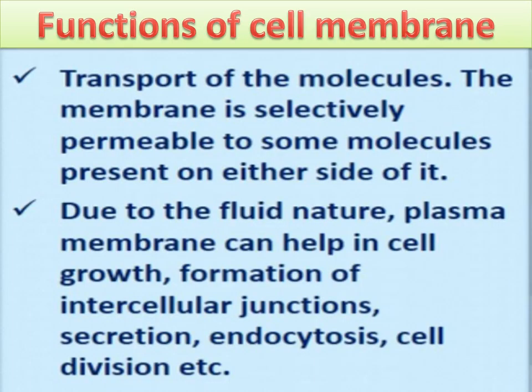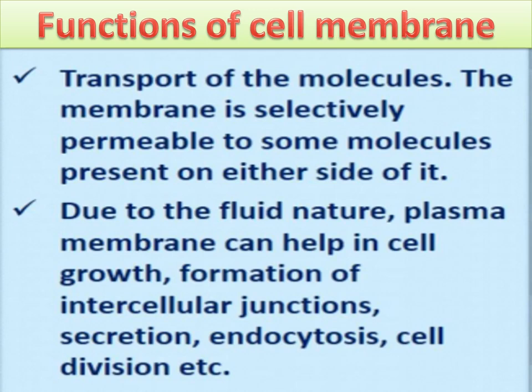Now we will do the functions of plasma membrane. So the first function is to transport the molecules. The membrane is selectively permeable to some molecules present on either side of it. Selectively permeable means it allows only the selected substances to pass across it.